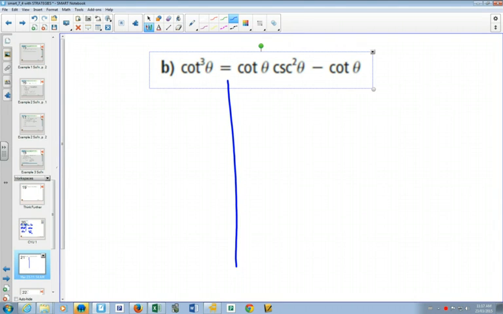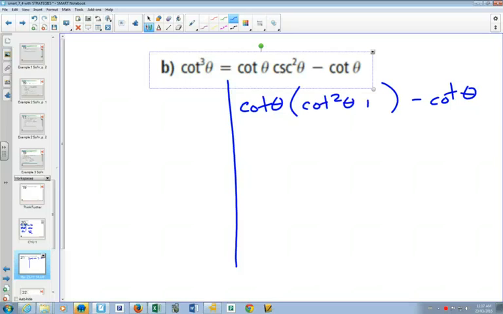so looking at this one, I see cotangent and I see cosecant. I also see that the cosecant is squared. So thinking of that, I know that there's a relationship between cotangent and cosecant, because cotangent squared theta plus 1 is equal to cosecant squared. So one way that I could go about this one right away is where the cosecant squared is, instead of writing cosecant squared, I could write cotangent squared theta plus 1, because they're equal to each other.